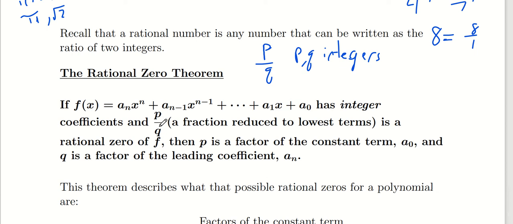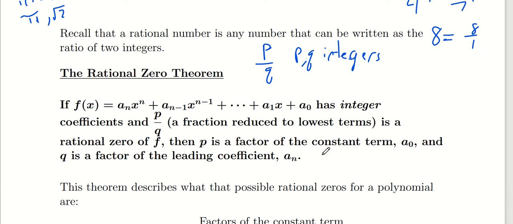And let's suppose that p over q, so suppose we have some fraction in lowest terms, is a rational zero of f. If you have a rational zero of f, then it must be the case that the numerator of the zero is a factor of the constant term. In other words, the value p must divide a sub 0, and the denominator of the simplified fraction must divide the leading coefficient, a sub n.